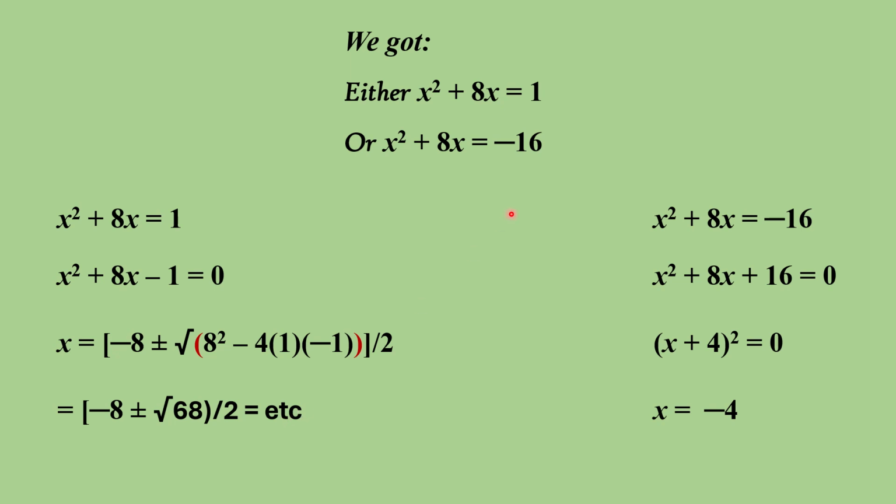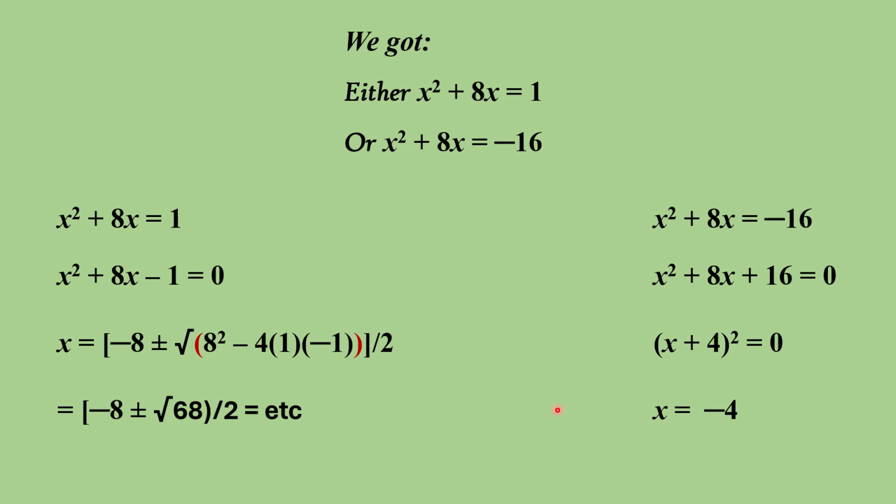Now we take the other value, x square plus 8x equal to minus 16, which will give you x square plus 8x plus 16 equal to 0, or x plus 4 whole square equal to 0. That gives you x plus 4 equal to 0, or x equal to minus 4. Now this is an integer, so we take this integer value x equal to minus 4.